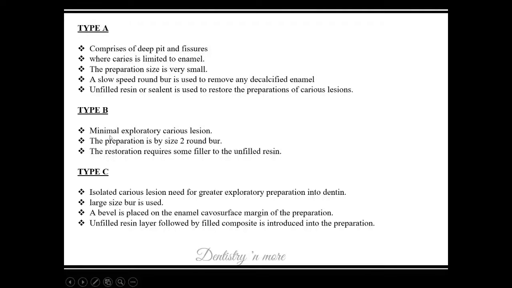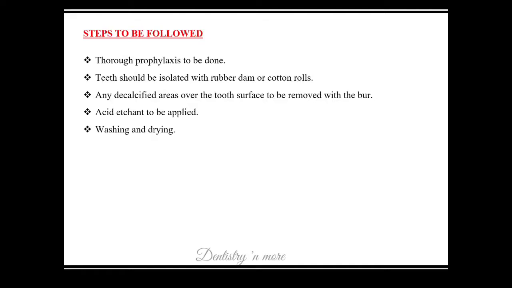Whereas type B is a little more deep, so we need to restore with some filler, because the material has to withstand the occlusal forces, so we add resin with a filler. Whereas type C is very deep, so we might need to add a base, because it is reaching dentine. So a resin layer followed by the composite should be used for the restoration. The same steps you can write: prophylaxis, isolation, then acid etching, washing, drying, and the restoration.